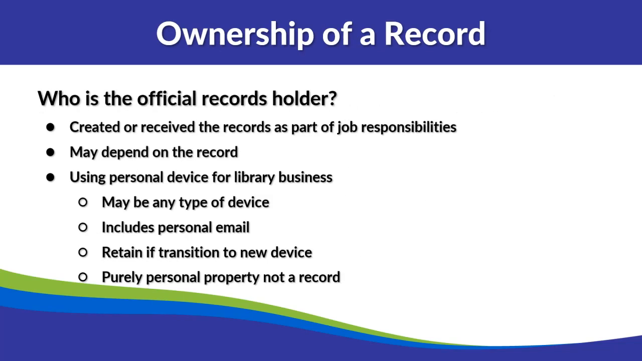Another step in understanding the management of public records is to determine the ownership of the record. The official records holder manages the official record because they created or received the record as part of their job responsibilities. Generally, responsibility falls on the creator, but an item may be a record for a recipient if the item was used to make business decisions.